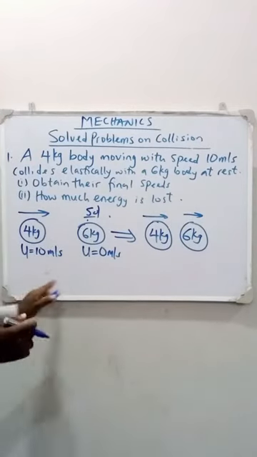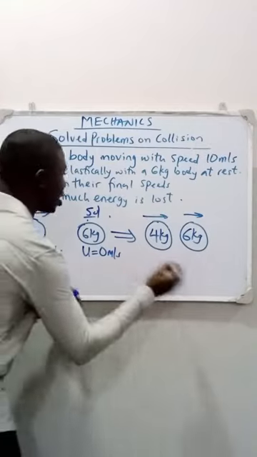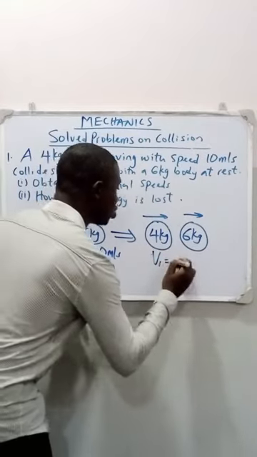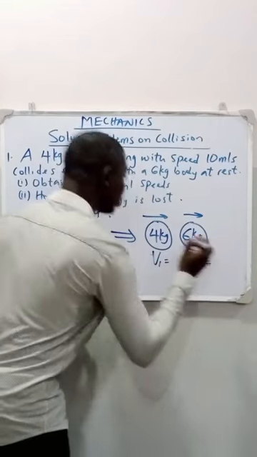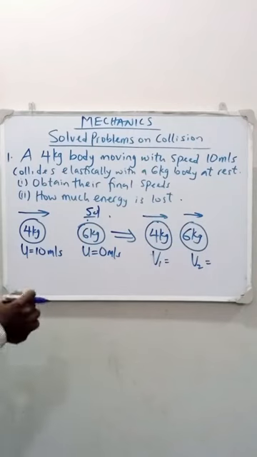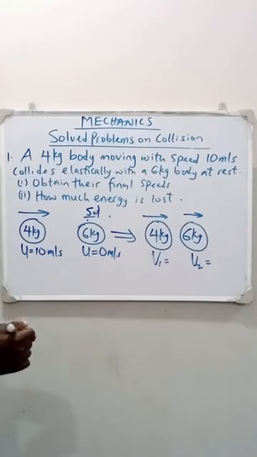This is the initial velocity of the two bodies. Let's call this B1 and let's call this B2. I don't know their final speeds. I want to know the final speeds of the colliding bodies.